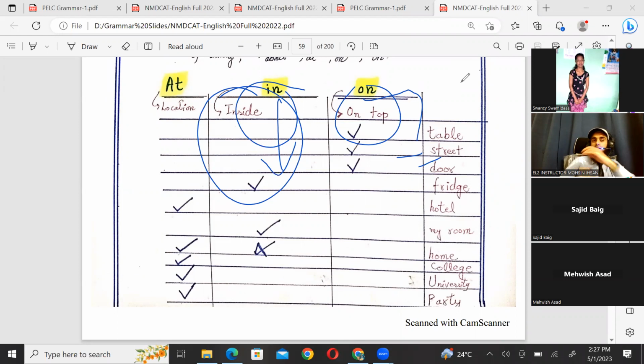And if you are attaching something to the door of the fridge, what would you say? In, on, it.